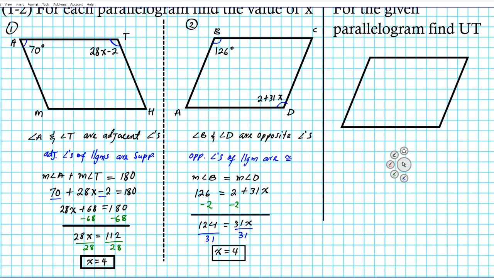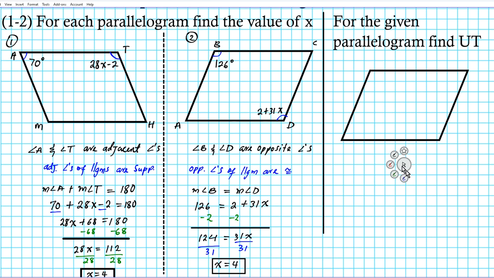Number 3 is slightly different. We're not just looking for a variable, we're looking for the measure of the side of a parallelogram. For question 3, consider the following scenario. Let's say this is parallelogram STUV. Side SV is 2x plus 7, and side UT is 3x plus 1. We want to find UT. How long is this bottom side here? We're looking at these two sides. What's the relationship between them?